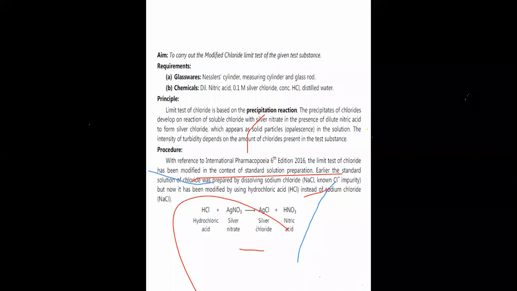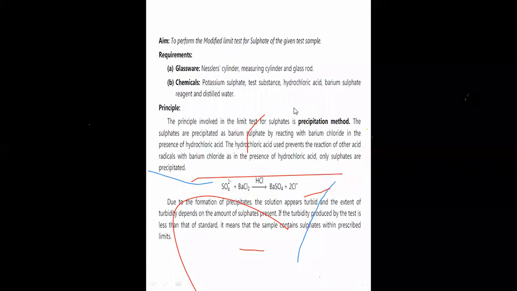Questions will be asked on this point, that is, what is the difference between the limit test of chloride and the modified limit test of chloride? So what is the difference? Instead of using sodium chloride solution while preparing the standard solution, we are going to use hydrochloric acid for the preparation of the standard chloride solution. So this is the modified limit test of chloride.